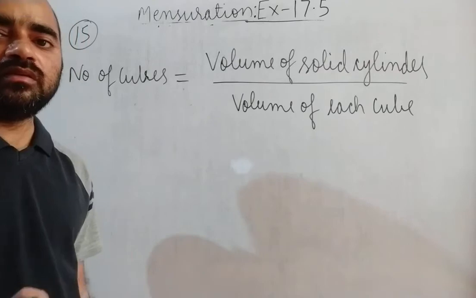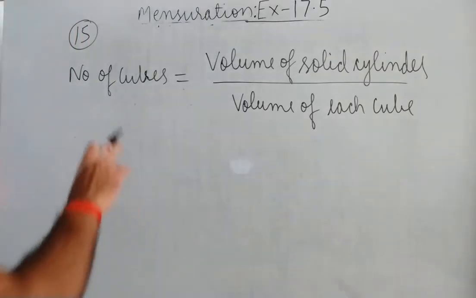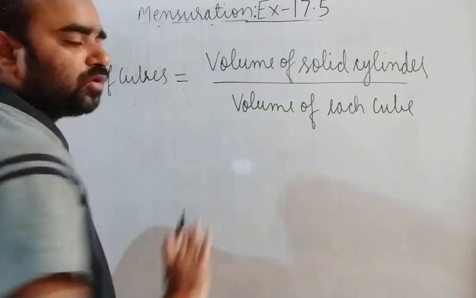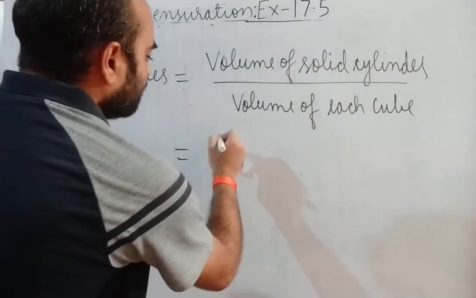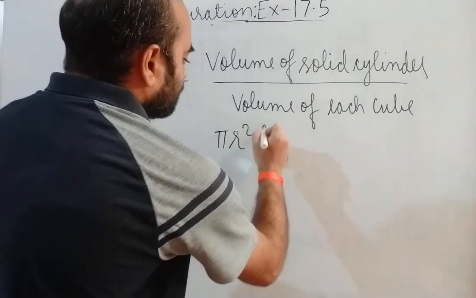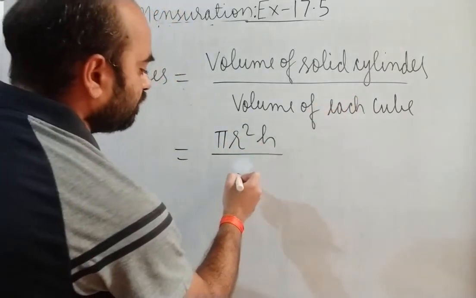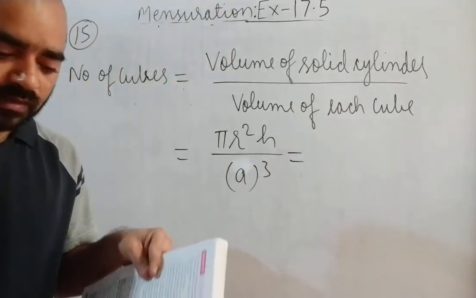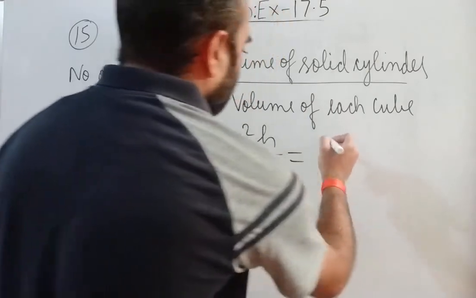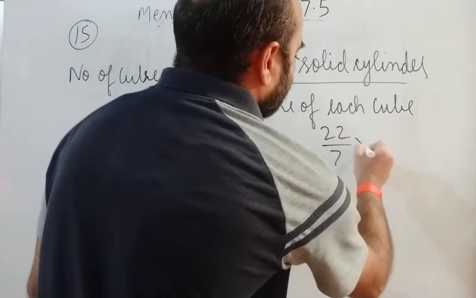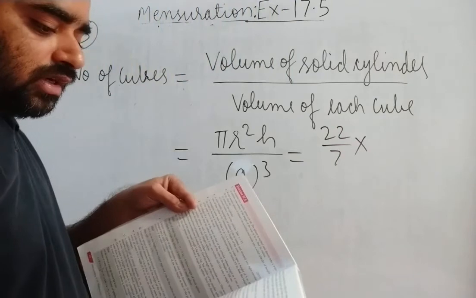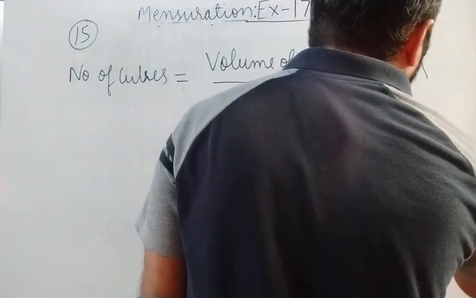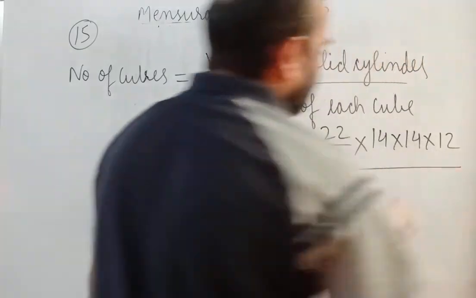So this is the formula. Correct? So number of cubes will be the volume of the larger solid cylinder upon the volume of each cube. Volume of solid cylinder means pi r square h, upon volume of each cube, meaning edge cube. Nothing is mentioned about pi, so we will take 22 by 7, and radius is given 14, height 12.